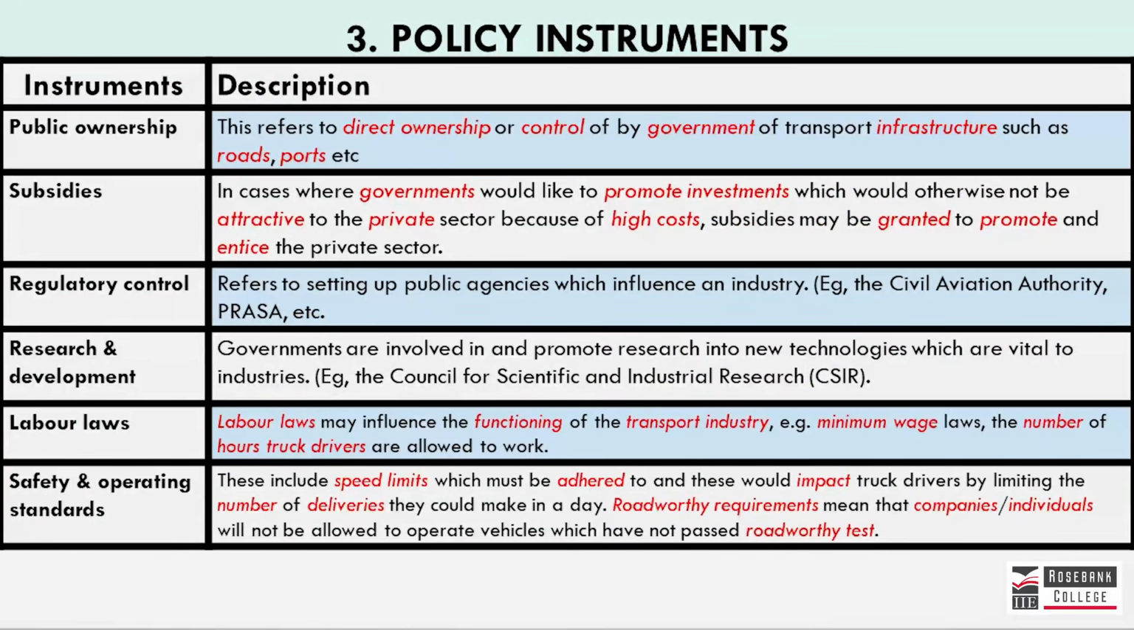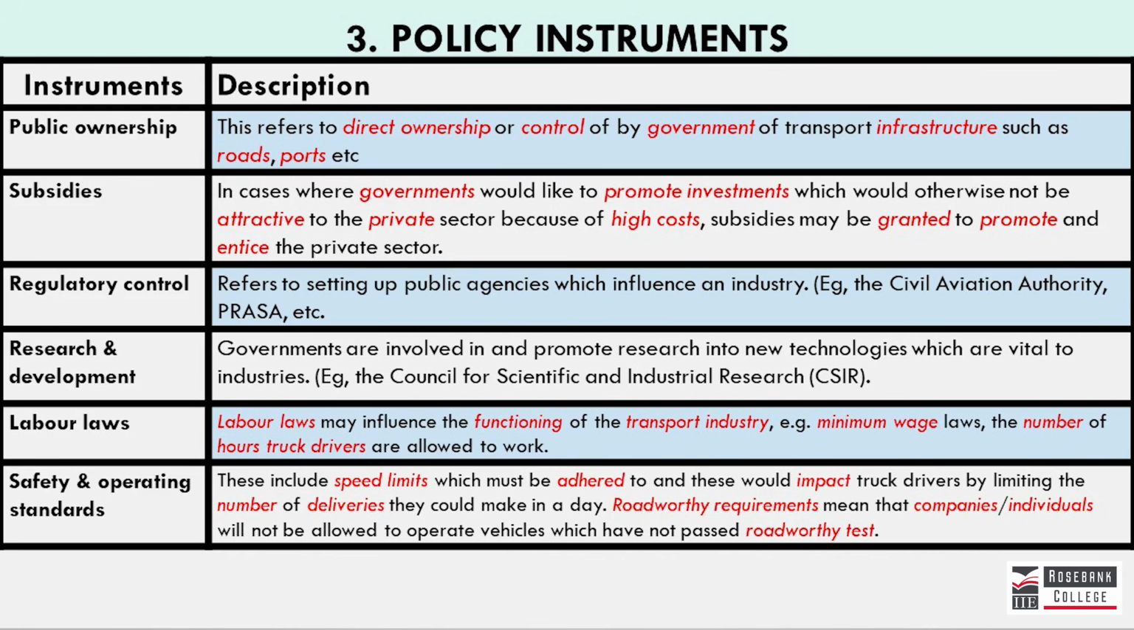Now we look at policy instruments. Having looked at the trends and the difference between the two modalisms, let us now look at the 6 key policy instruments, namely public ownership. This refers to the full ownership and control of transport infrastructure such as roads, ports, etc. by the government. The second one is subsidies.